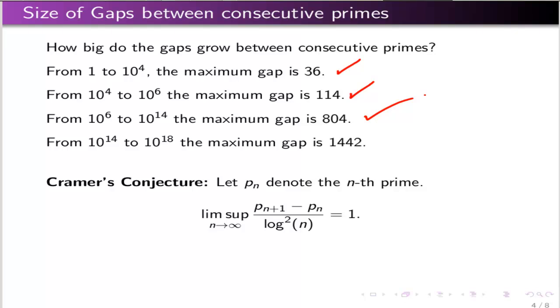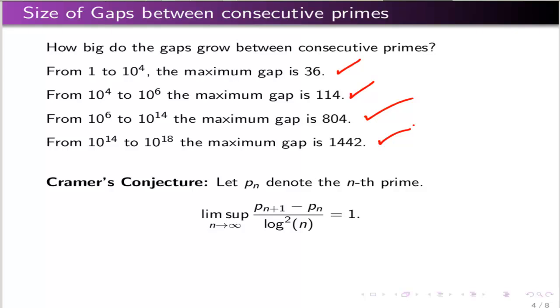So if you're looking for a prime of the order of 100 trillion, you can start at any number and just test about 800 consecutive numbers, and you'll bump into a prime. So it's very easy to find primes on this order of magnitude. And you continue to see the gaps are very small between consecutive primes.